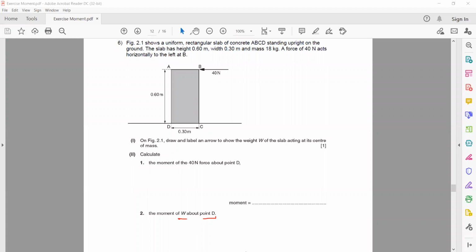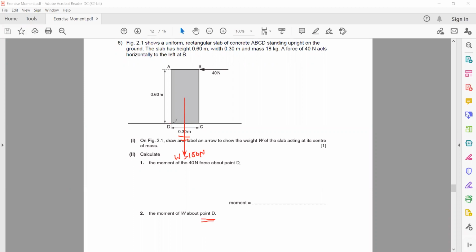The next part, the moment of W about point D. W is the force which is acting at the center. And how much is W? If mass is 18, the weight will be 180. So weight is 180 Newton. But what about the distance I should take? Because weight is acting at the center. If the total length is 0.3 and the weight is acting at the center, the weight is 180 Newton, acting at the center. So what is the distance about point D?